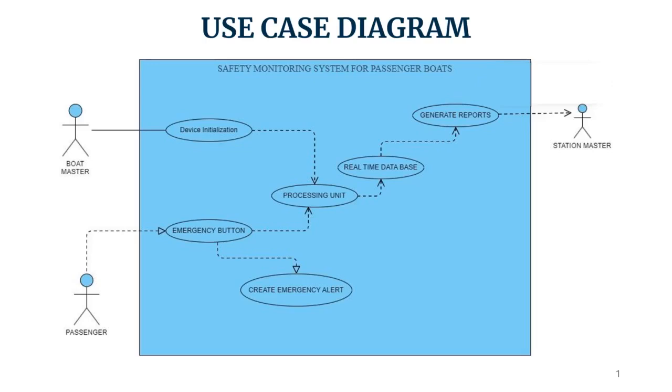If the passenger feels any discomfort while traveling on the boat, he can simply press the emergency button. That will create an emergency alarm or alert to the boat master. Then it will send the signal to the processing unit, and that will check the parameters, and it will send them to the real-time database, and a report will be generated that can be viewed by the station master.